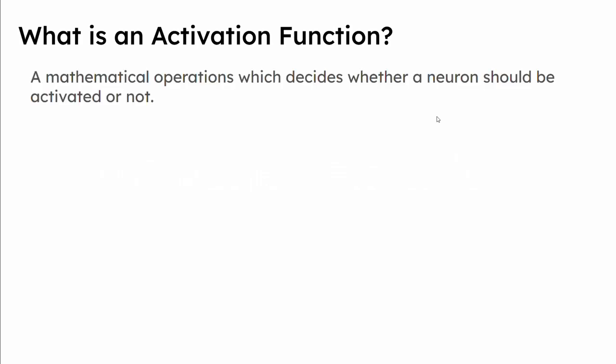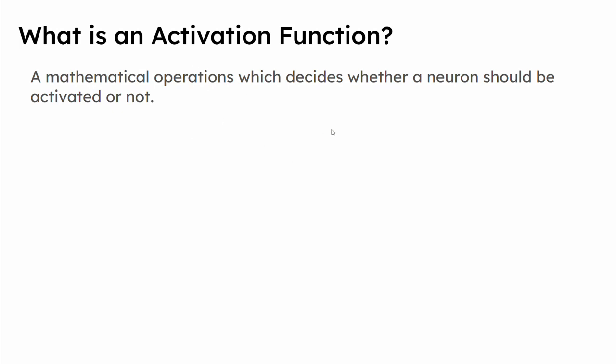In my previous videos, I have discussed forward propagation and backward propagation. In this video, I'm going to discuss activation functions. So, what is an activation function, or what are activation functions? A function is basically a mathematical operation which decides whether a neuron should be fired or not, whether a neuron should be activated or not.